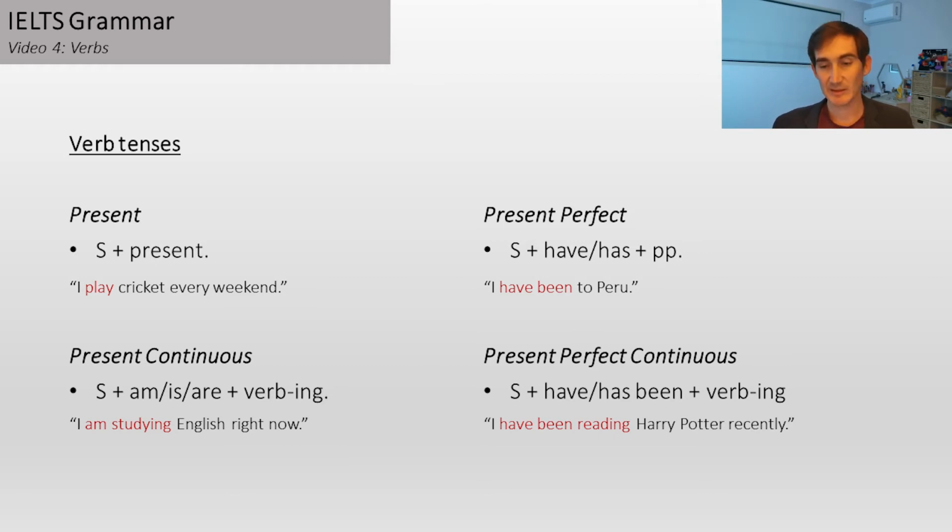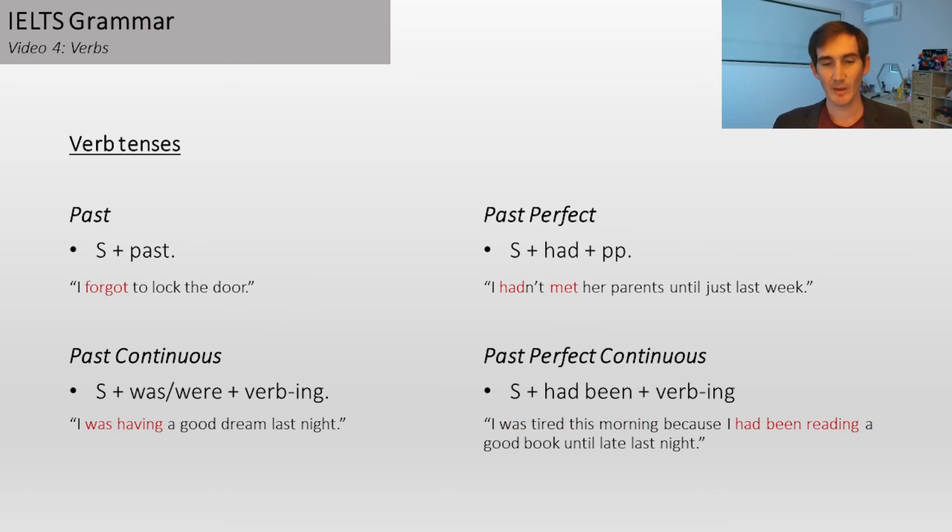Present perfect: subject, have or has, plus PP. For example, I've been to Peru. Present perfect continuous: subject have/has been plus verb-ing. For example, I've been reading Harry Potter recently.